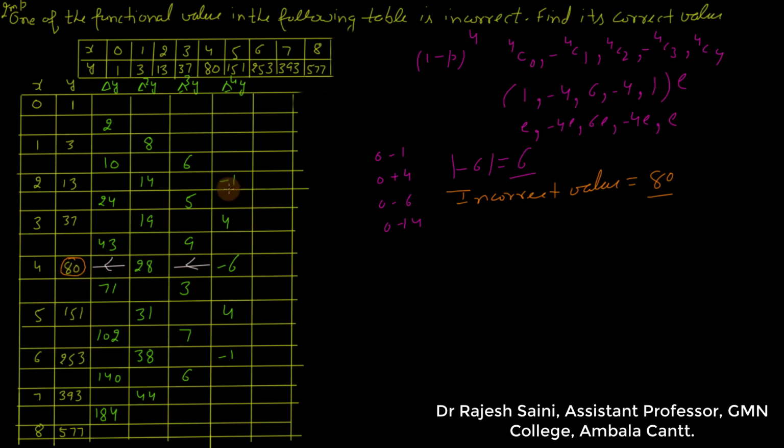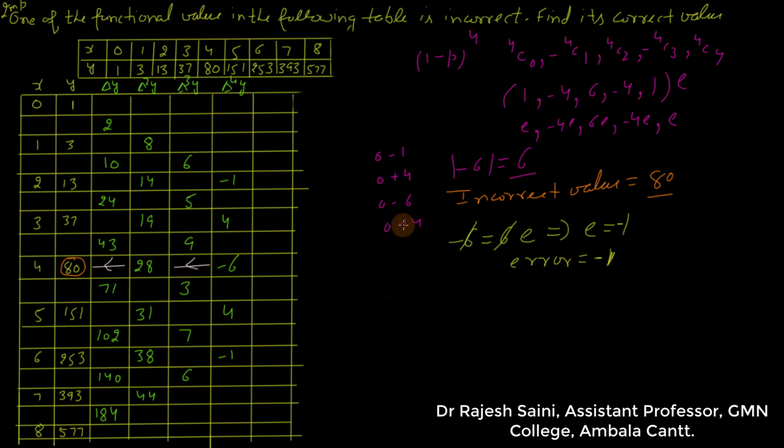Now comparing these fourth column entries with the binomial coefficients, you can compare any of them. Like I am going to compare minus 6 and 6e. So I am going to compare them as minus 6 is equal to 6e. So 6 and 6 will cancel out. This implies that e is equal to 1. So error is equal to minus 1.